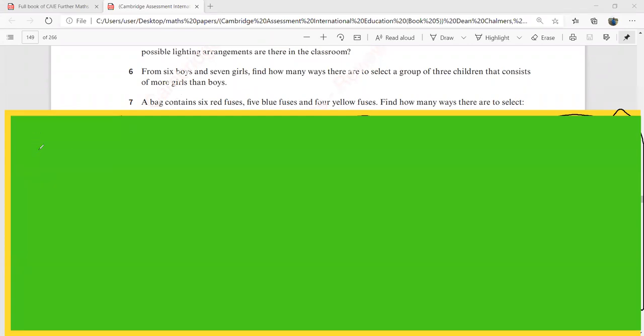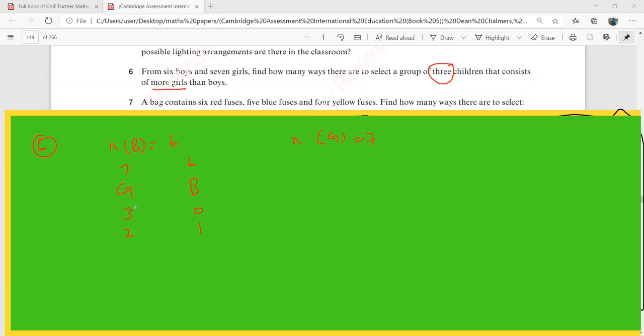Question number 6. We have number of boys that is 6 and number of girls that is 7. So we have to have 3 children, look at this, 3 children, and there should be more girls, okay? So I'll list it like this, there's girls and there are boys, 7, and this is 6. So it can be all girls, no boy, or 2 girls and 1 boy. That's it. So these are the 2 possible.